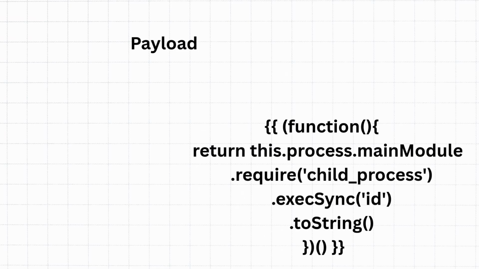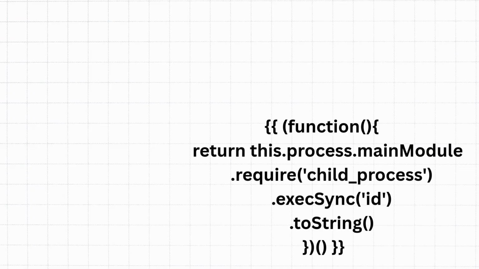Let's look at a real world payload that demonstrates this issue. This example comes from a security researcher. At the high level, this payload does four things: escapes the expression sandbox, accesses Node.js's internals, loads a dangerous core module, and executes a system command. Let's break this down step by step.